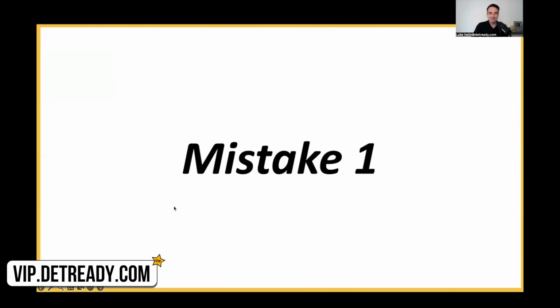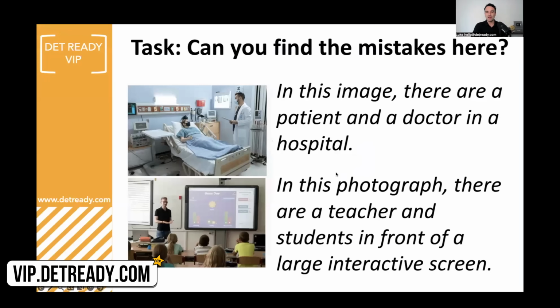So mistake number 1, which you might have noticed, is to do with grammar. So here are 2 photos with 2 introductory sentences, but there is a common mistake in both of these sentences. So what is the mistake here? Number 1, in this image, there are a patient and a doctor in a hospital. And number 2, in this photograph, there are a teacher and students in front of a large interactive screen. What is the mistake here?